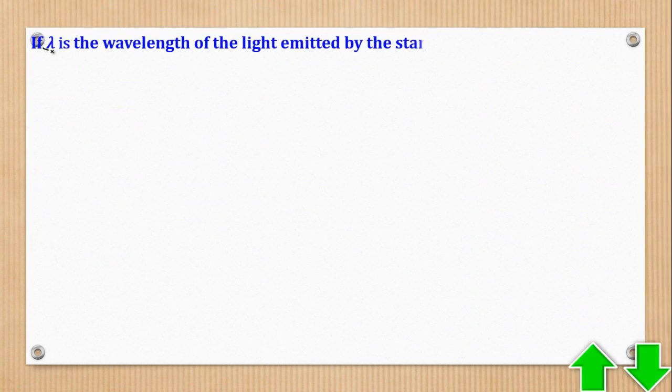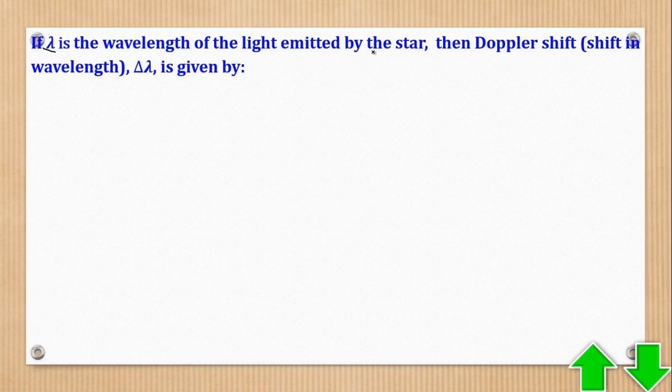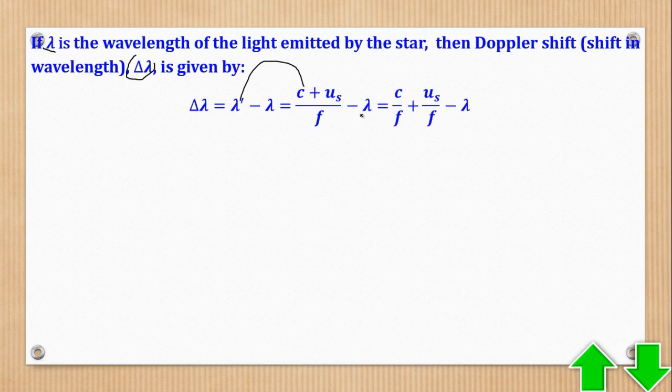So if lambda is the wavelength of light emitted by the star, it implies that a Doppler shift, which is a change or shift in wavelength, given by this expression, can be given in this form: lambda prime minus lambda. We already saw lambda prime, that is equal to that. So when I subtract, I'm going to split the numerator, because the whole of this is the same as C over F plus S over F, which is here.